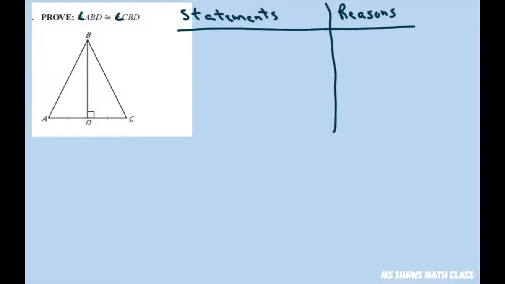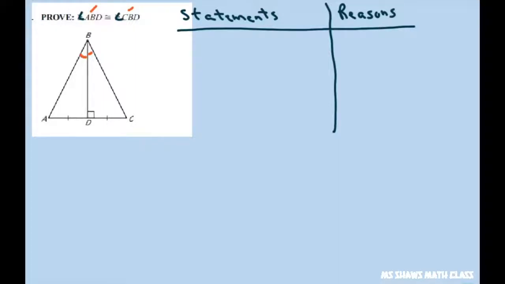Hi everyone, we're going to do a two-column proof and prove that angle ABD is congruent to CBD. So that means that we want to prove that ABD, this angle, is congruent to CBD, this one. So these angles B. Alright, so the first thing I want to do is write down the givens here.